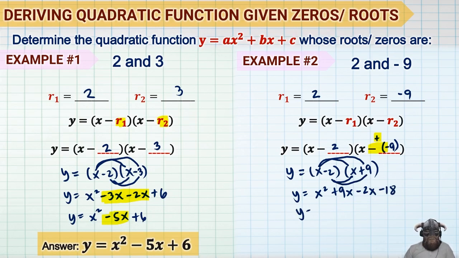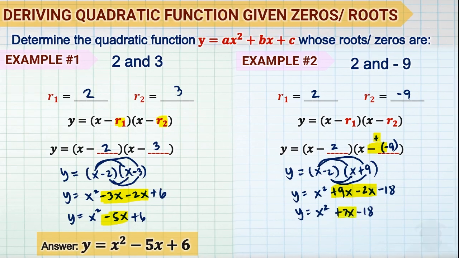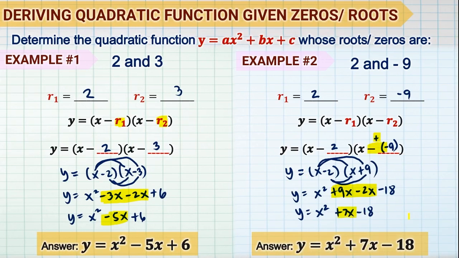So, let's just further simplify this one. So, let's copy the x squared. Then, we can combine 9x minus 2x, which gives positive 7x minus 18. So, this is the answer there. Now, our final answer will be y is equal to x squared plus 7x minus 18. So, if you notice, this is also the answer to our first example in the recall.